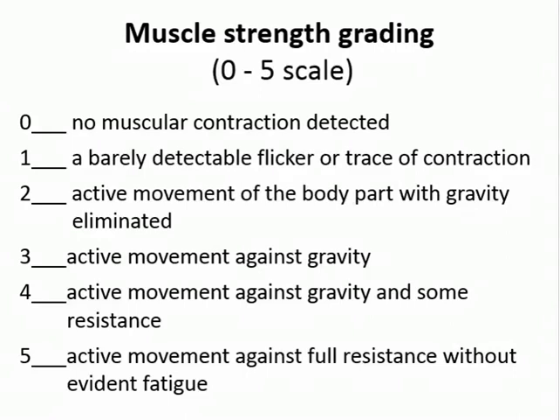In motor function, we will also assess muscle strength grading. Muscle strength is graded on a 0 to 5 scale. On 0 comes no muscular contraction detected. On 1, a barely detectable flicker or trace of contraction. On 2 comes active movement of the body part with gravity eliminated. On 3 comes active movement against gravity. On 4 comes active movement against gravity and some resistance. And on 5 comes active movement of the muscles against full resistance without evident fatigue.